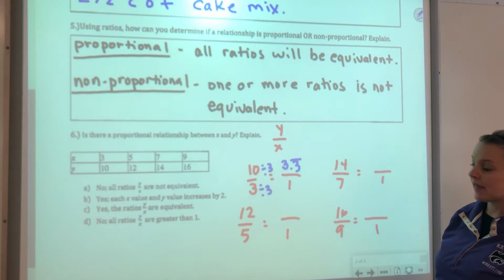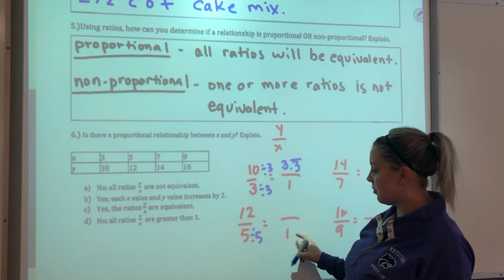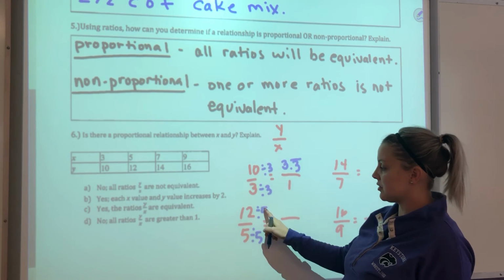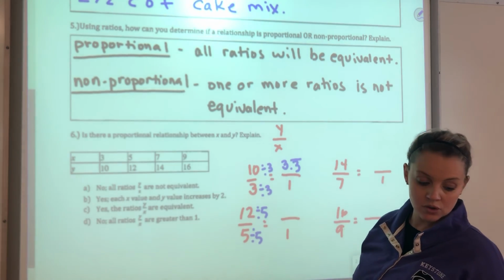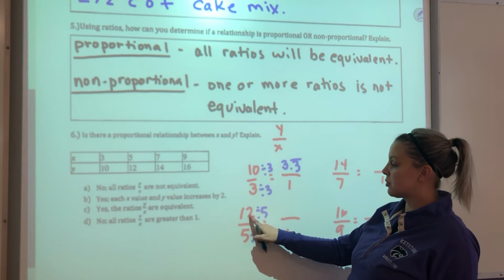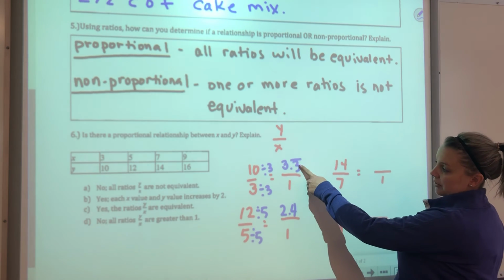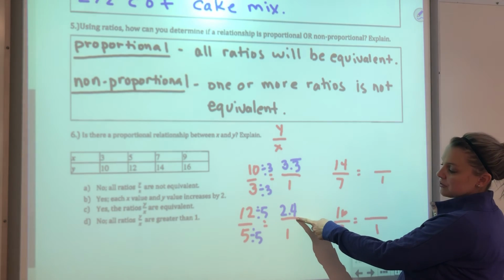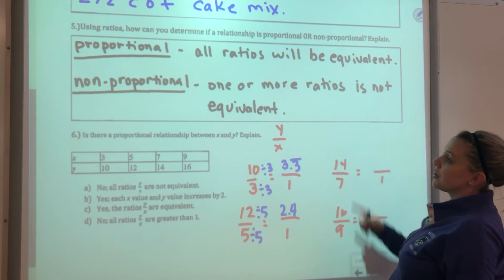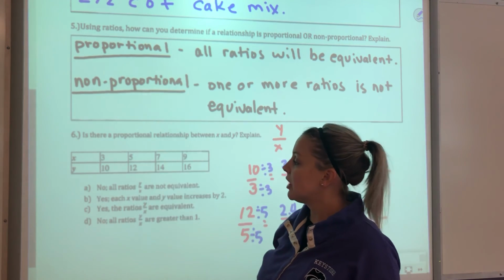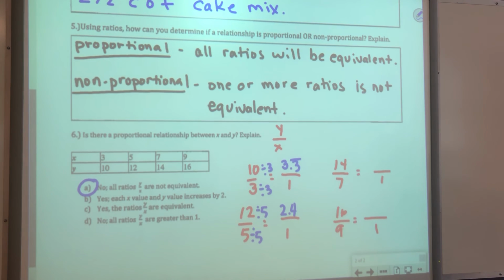So when I go down here to 12 over 5, divide by 5 to get to 1, divide by 5. Whatever I do in the numerator, I got to do in the denominator because I'm making equivalent ratios. 5 divided by 5 is 1. 12 divided by 5 is 2 4/10. So right away, I've got 3 3/10 repeating and 2 4/10 over 1. My values are not equivalent. So that means I'm in a non-proportional relationship. So right away, I know that the correct answer is A. No, not all ratios are equivalent.